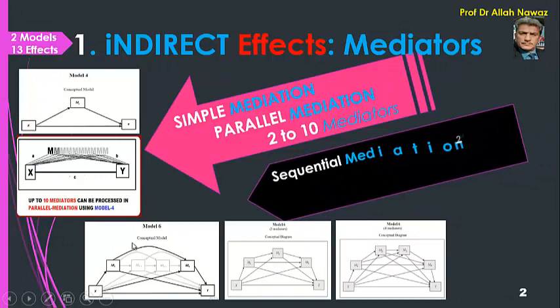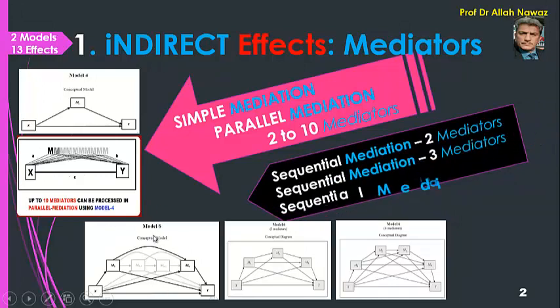Likewise, the other model, which is model 6, as we have said before, helps us to use 2, 3 and 4 mediators for the purpose of performing sequential mediation. Sequential mediation is different from parallel mediation in the sense that in parallel mediation, the interaction between the mediators is not computed, meaning that every mediator indirectly affects the Y variable with the help of the X variable.